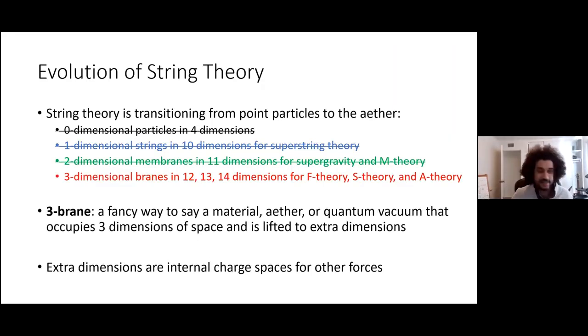And the story doesn't end there. Really what happens is there is this larger theory above M theory. There's a few different ones, and these are making contact with this 3-dimensional brane membrane, same thing. And there are these notions of F theory, S theory, and recently A theory in 12, 13, and 14 dimensions. And what is a 3-brane? What are we talking about? What are all these complicated things? Fancy way to say it's a material.